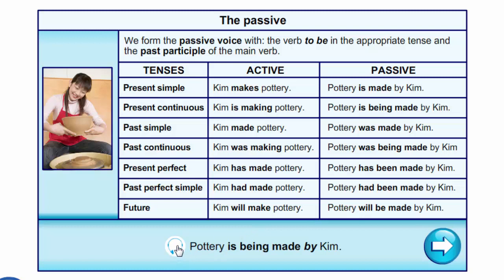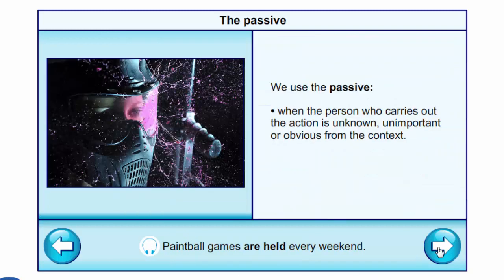You see the verb to be changes according to the tense. And past participle has the same form in all tenses. Pottery is being made by Kim. We use the passive when the person who carries out the action is unknown, unimportant, or obvious from the context. Paintball games are held every weekend.